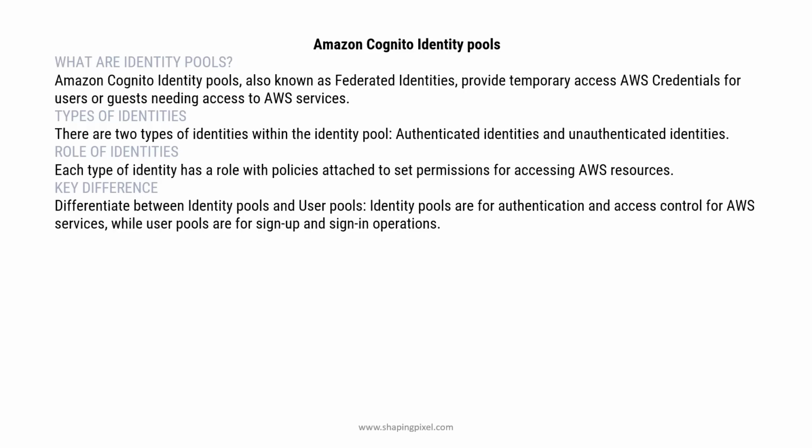Learn about Amazon Cognito identity pools. Amazon Cognito identity pools, also known as federated identities, provide temporary AWS credentials for users or guests needing access to AWS services. There are two types of identities within the identity pool: authenticated identities and unauthenticated identities. Each type of identity has a role with policies attached to set permissions for accessing AWS resources.